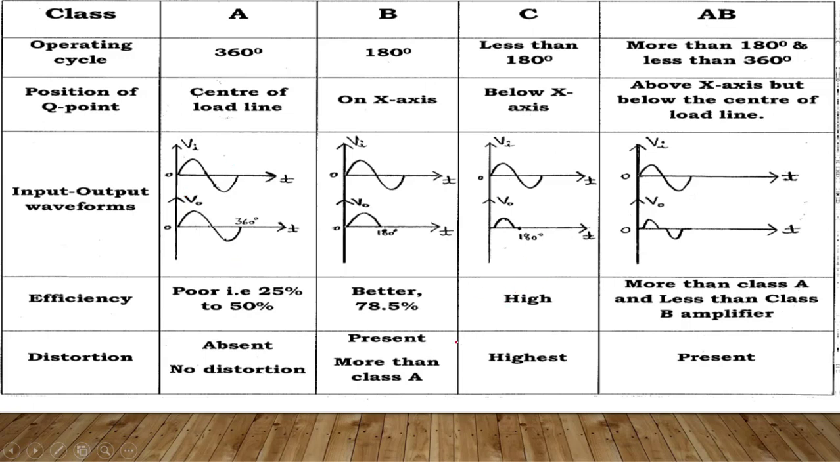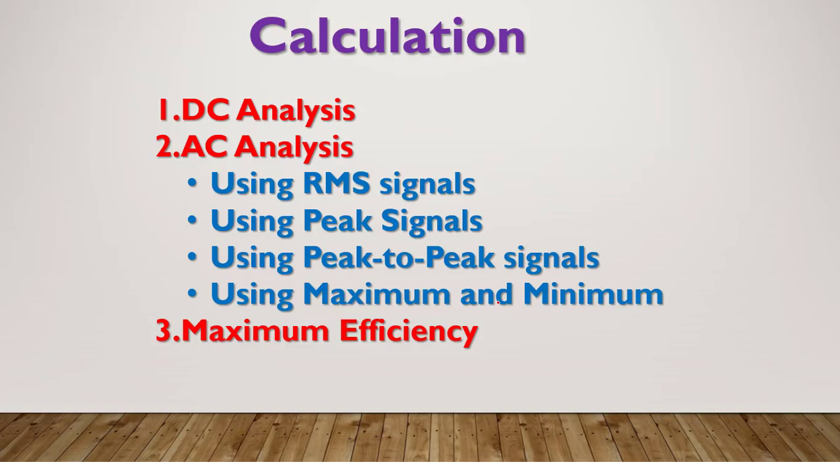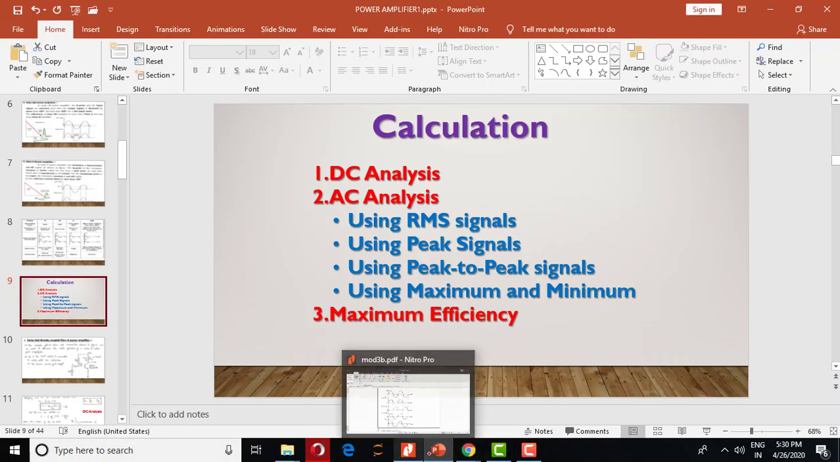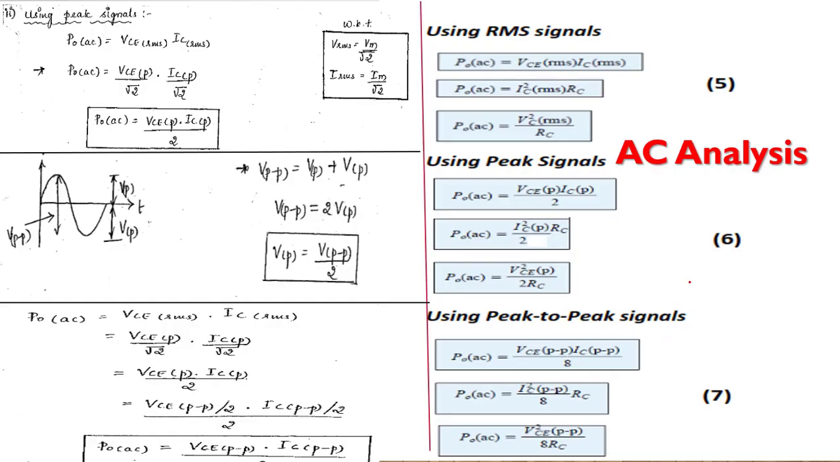But it is not related to distortion. Distortion is the opposite. Distortion means how much signal I am getting from the input. Efficiency means how much power I gained from input to output. That is the difference here. I hope you are getting it. Any doubt? I hope you got the AC analysis.